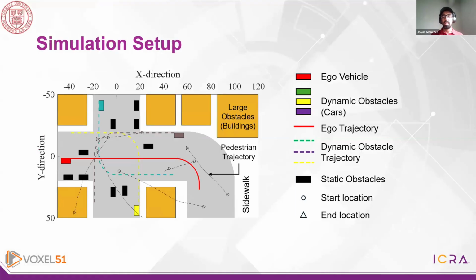Next, we evaluate our setup using simulation first. We have a dynamic simulation environment, as we see on the left. We have an ego vehicle moving in an environment. We have static and dynamic obstacles, such as cars, and large obstacles, such as buildings. And in this case, we have 6 pedestrians moving about randomly in the environment.